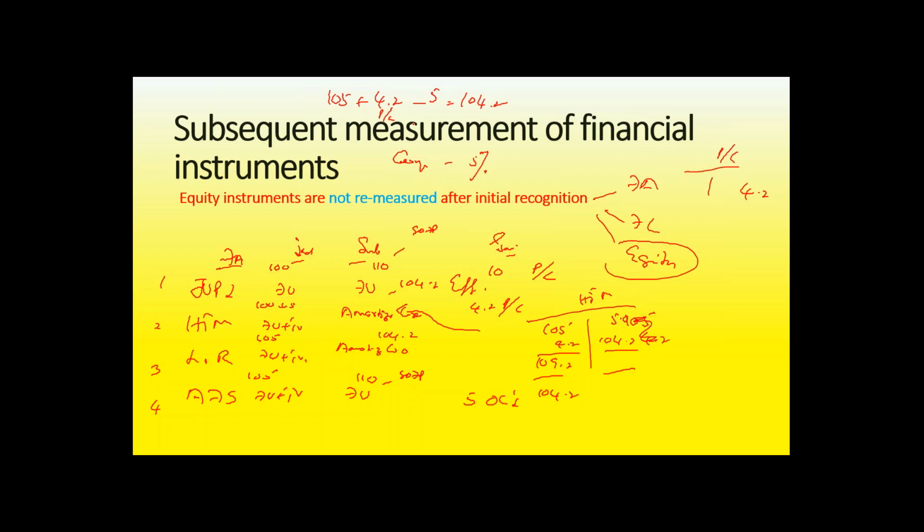Same story with the loans and receivables also. Same treatment for the loans and receivables. Okay. So available for sale, again it will be measured at fair value. The difference we charge to other comprehensive income.